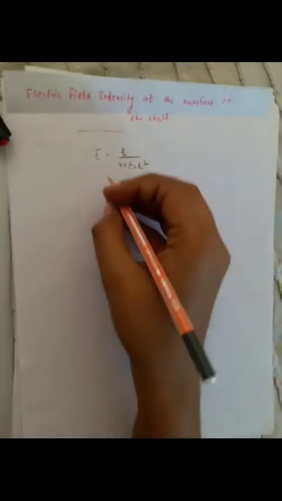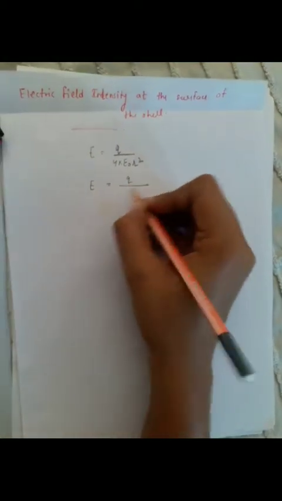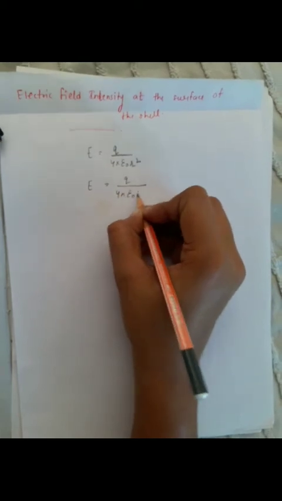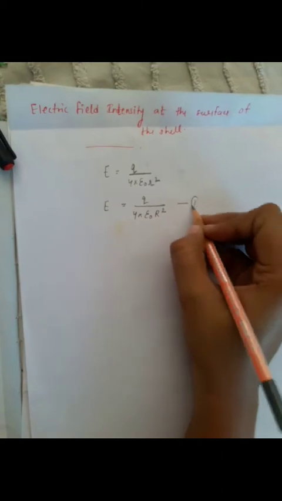Now we need to calculate the electric field intensity at the surface of the shell. Okay, what electric field intensity did we calculate outside? It was E equal to Q upon 4 pi epsilon naught r square at any point P outside the sphere. Now at the surface we need to calculate, so we will write here Q upon 4 pi epsilon naught capital R square. Okay, this is your first equation.